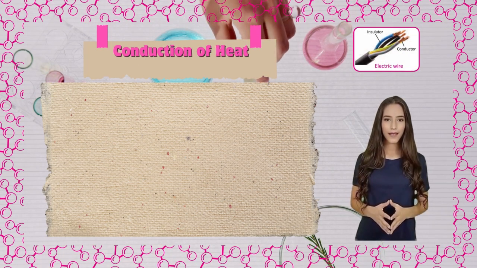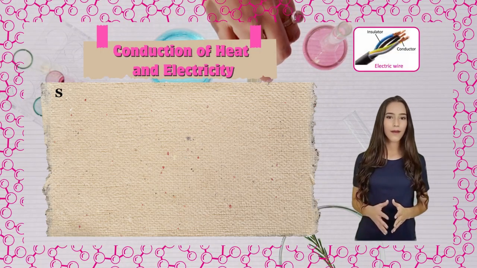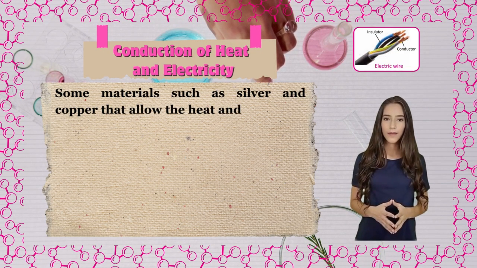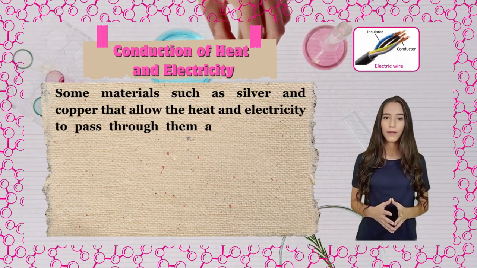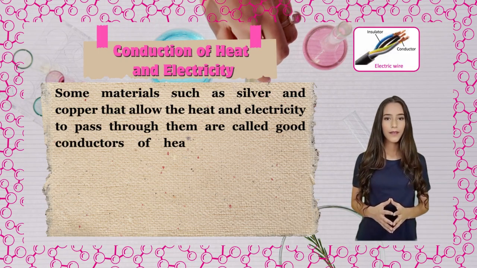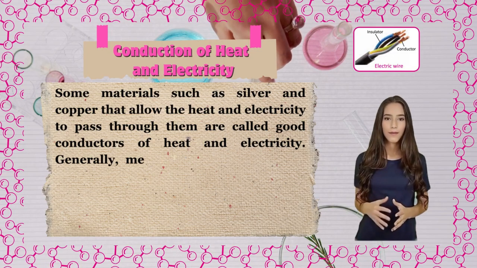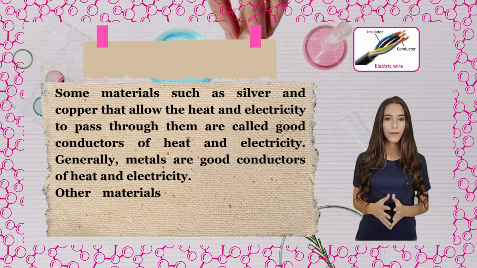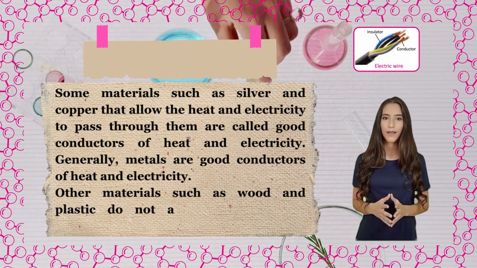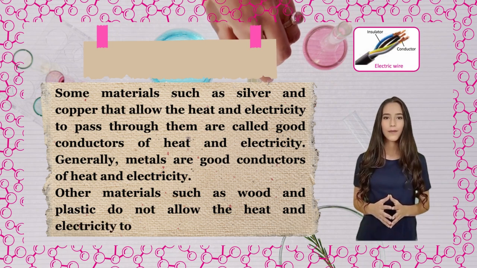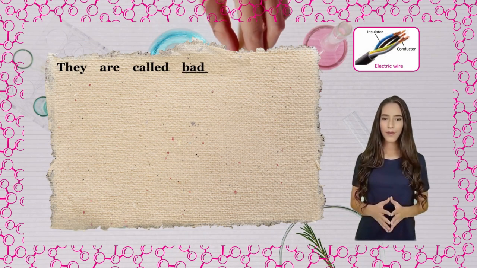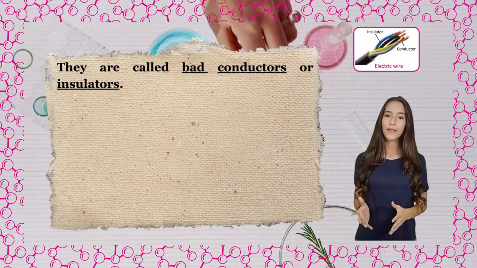Conduction of heat and electricity. Some materials such as silver and copper that allow the heat and electricity to pass through them are called good conductors of heat and electricity. Generally, metals are good conductors of heat and electricity. Other materials such as wood and plastic do not allow the heat and electricity to pass through them. They are called bad conductors or insulators.